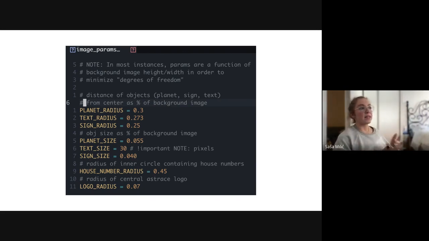So basically all of these things, like the size of the planet and the distance it is from the center, are defined in terms of the size of the background image. I don't know if that makes sense, but if anything changes, I don't want to have to change my code. All of these hard-coded things, like how big the planet is and how far it is from the center, are defined in terms of the size of the image. Like I said, if I get a higher resolution image, none of my code has to change. I'm just showing off my software engineering skills.